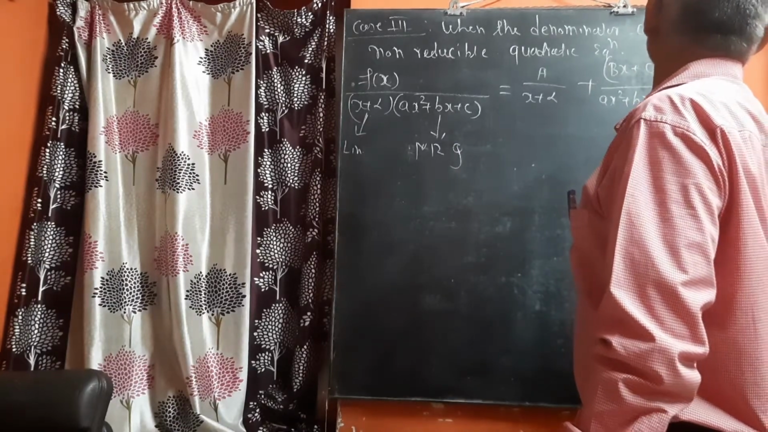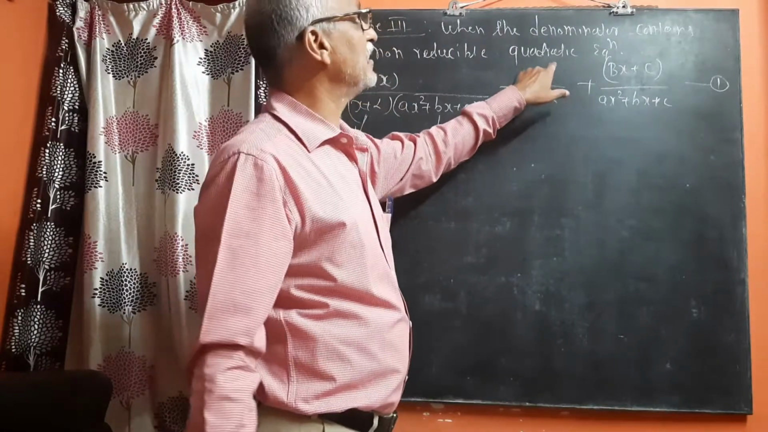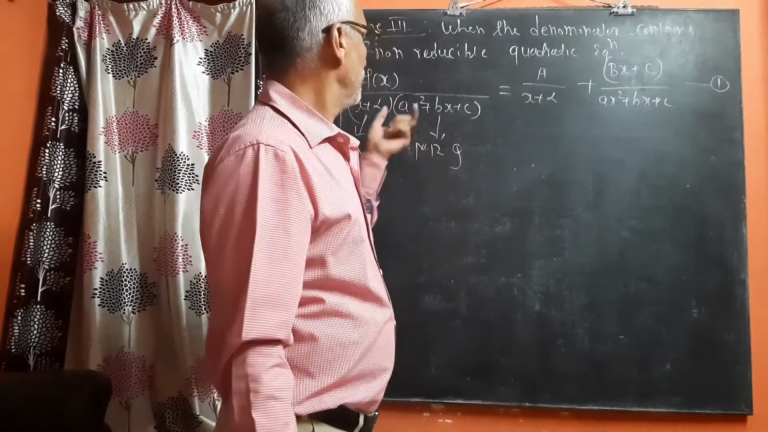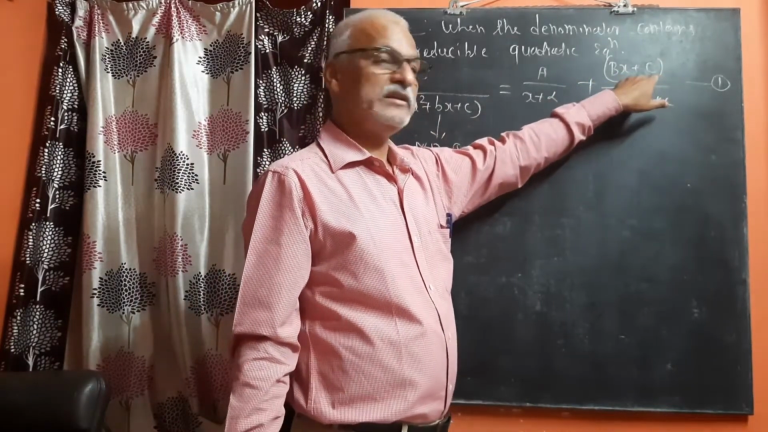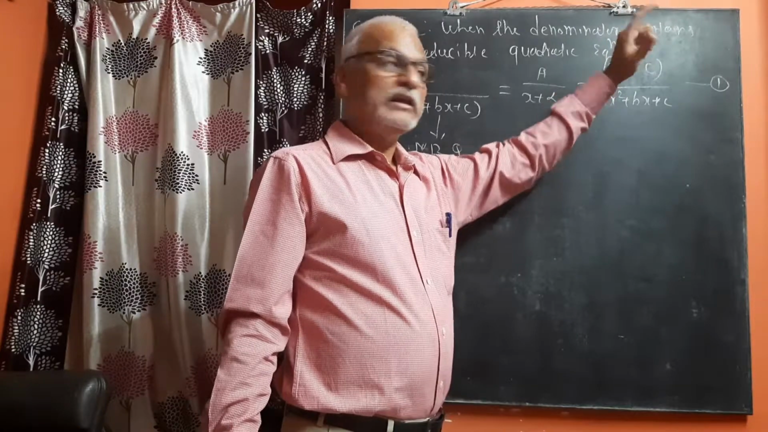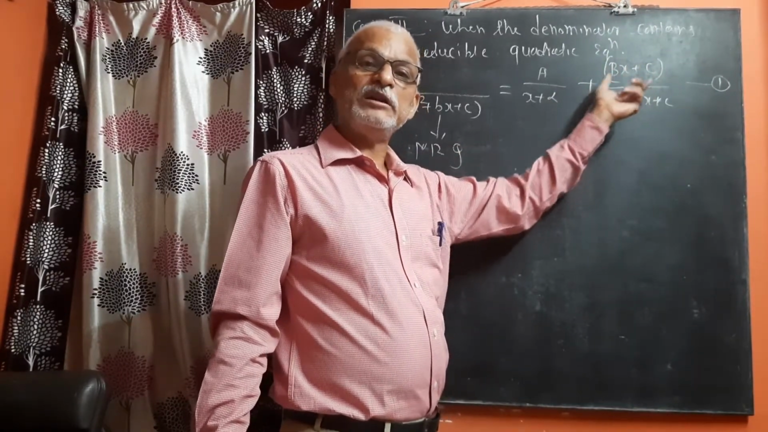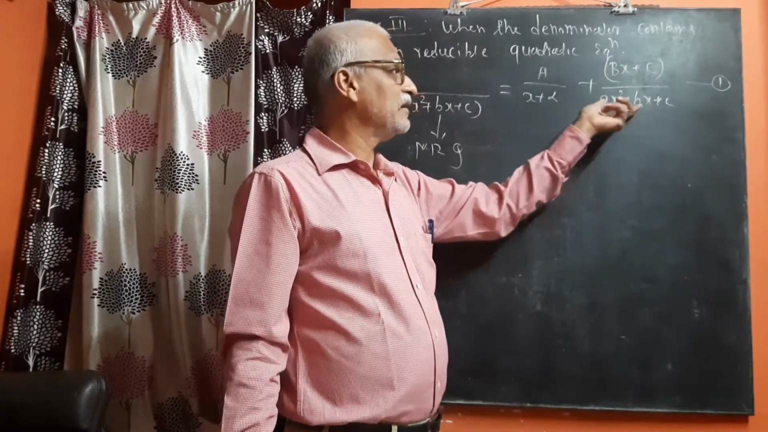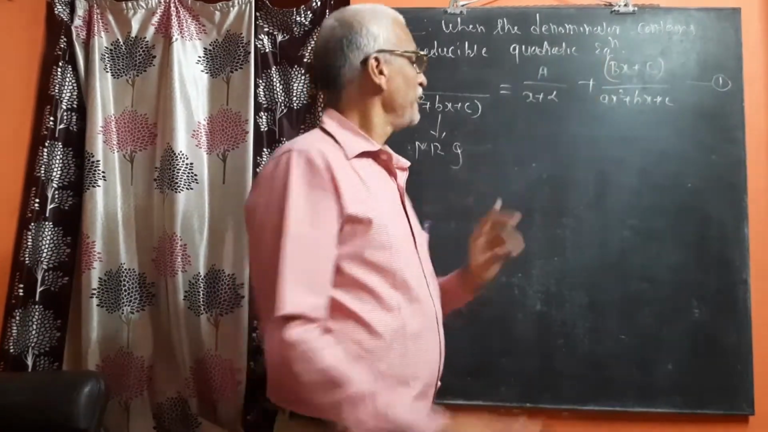Let us say this is equation number 1. For linear, as usual, there is a constant A. For a non-reducible quadratic equation, you have to consider Bx plus C. Till now, you have considered A, B, C, and so on, because there were only linear factors, either non-repeated or repeated. But here, for a non-reducible quadratic equation, we have to consider Bx plus C.